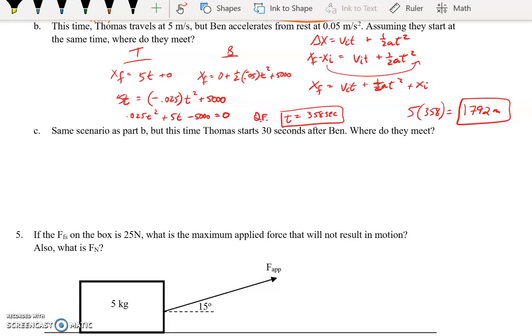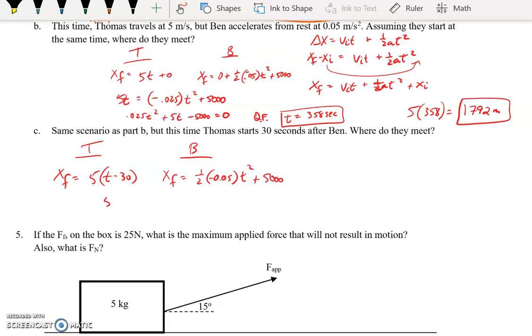C here, the last train question. Same as scenario B, but this time Thomas starts 30 seconds after Ben. So now we've just got a delay. So for Thomas's equation, final position equals 5, and we're going to do t minus 30. Take into account the fact that Thomas has 30 fewer seconds than Ben to move. Ben's equation is still the same as it was last time. xf equals 1/2 negative 0.05 t squared plus 5,000.